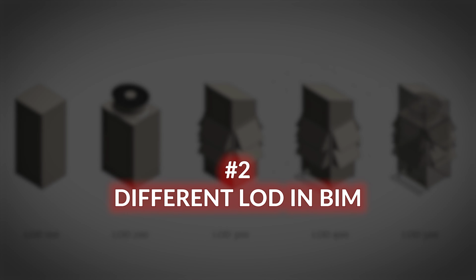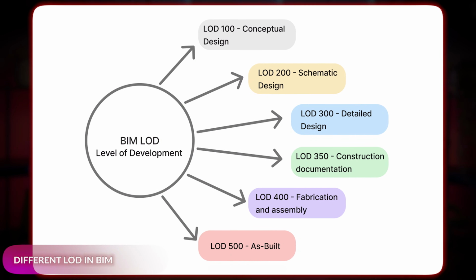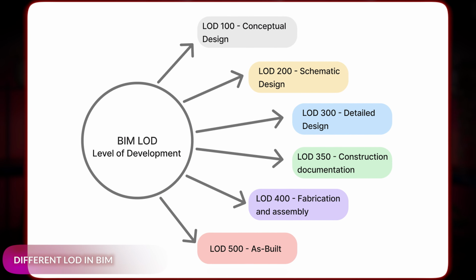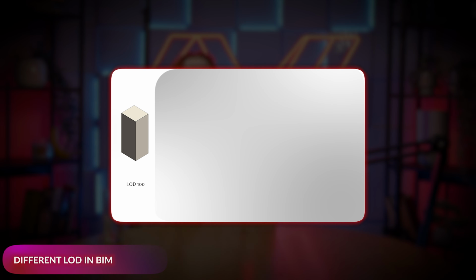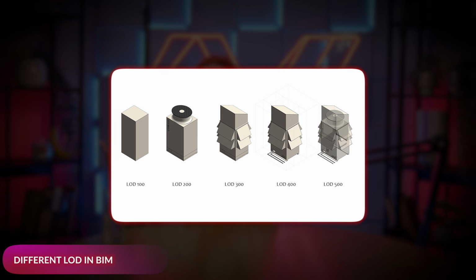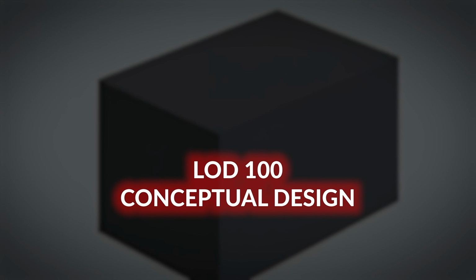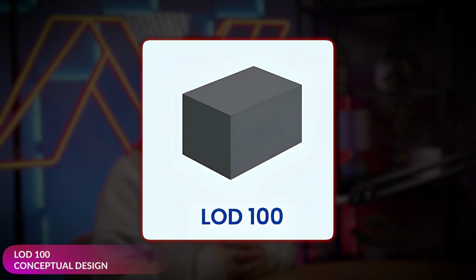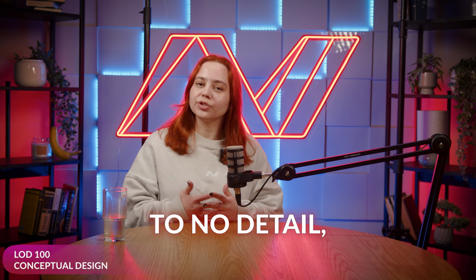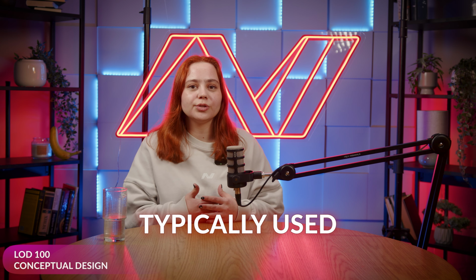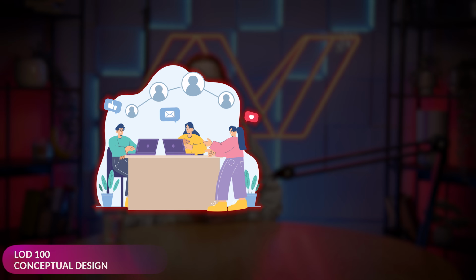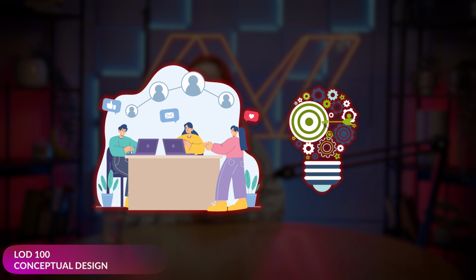Now, let's walk through the specific levels of development in BIM. LOD is usually defined in a series of stages, ranging from LOD 100 all the way to LOD 500. LOD 100 – Conceptual Design. At this stage, the model represents basic shapes and volumes. Think of it as a rough idea of the building's massing or footprint. There is little to no detail, and it's typically used for early-stage feasibility studies and initial design concepts.